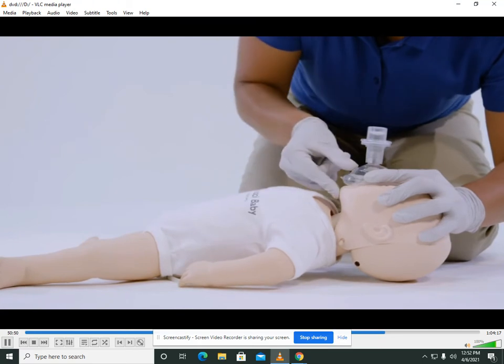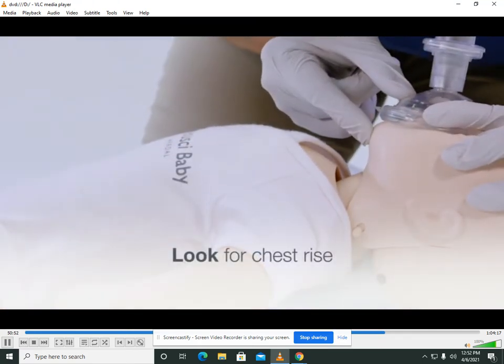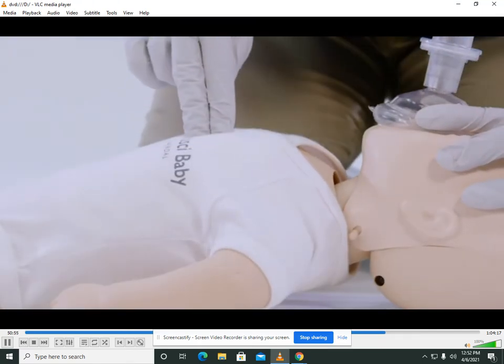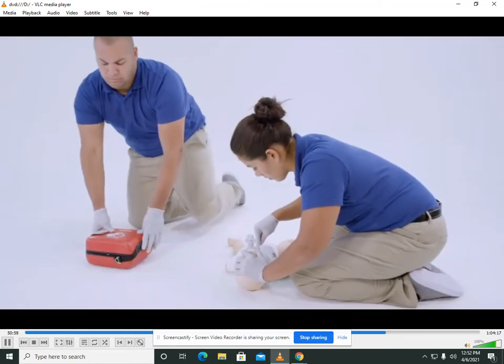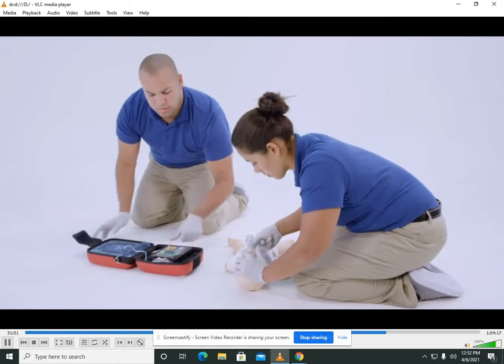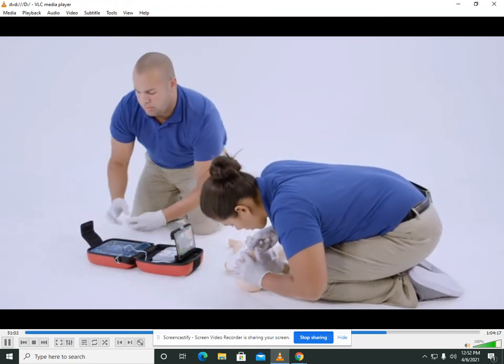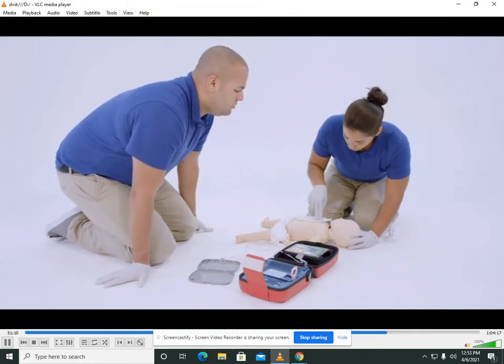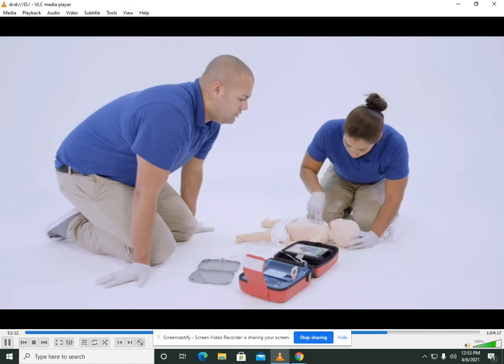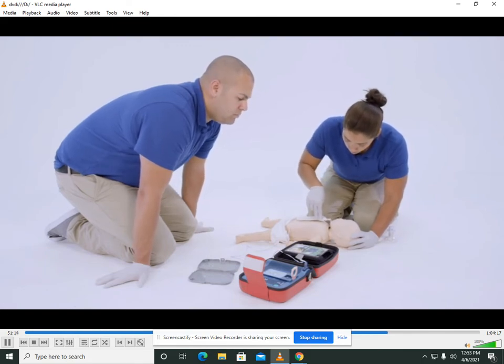Be sure rescue breaths are effective by looking for chest rise. Attach an AED immediately if one arrives. If a shock is not indicated by the AED, immediately resume CPR. Continue to follow the AED's voice instructions.